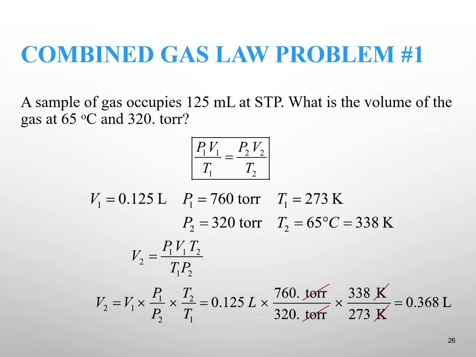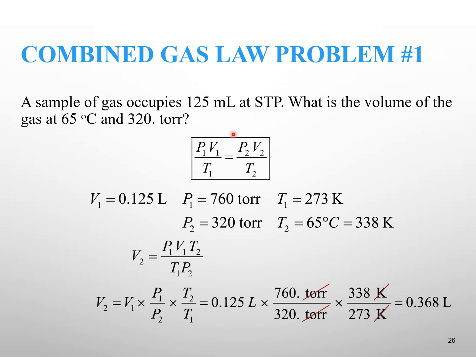Right, so we have a first problem example here. A sample of gas occupies 125 mL at STP. What is the volume of the gas at 65 degrees Celsius and 320 torr? So we have the original gas here, 125 mL at 1 atm and 0 Celsius. And then we need to look at the new volume, and it's going to be at 65 degrees and 320 torr.